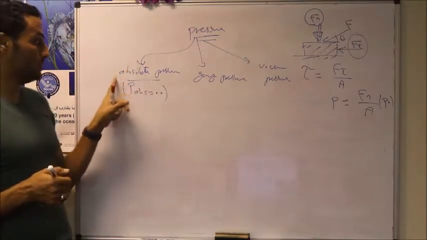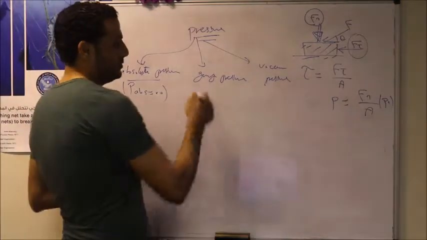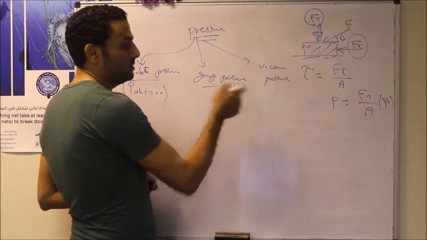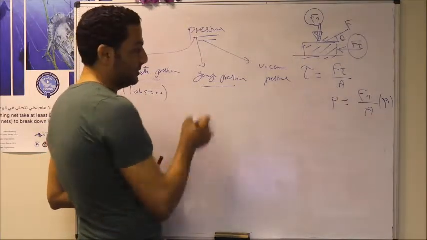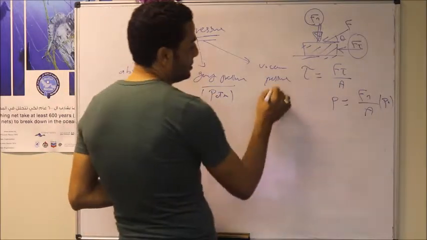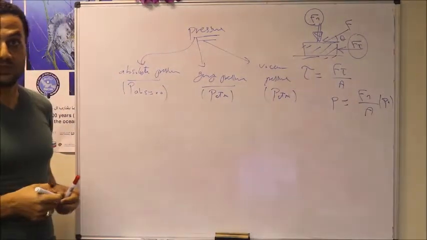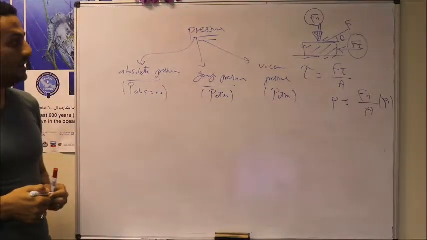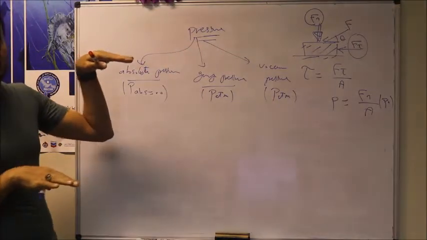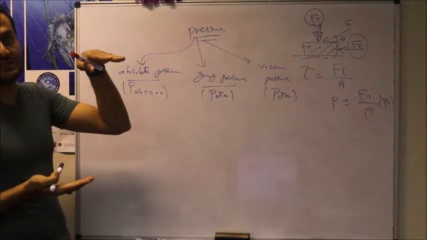So the absolute pressure scale measures the pressure with respect to the absolute vacuum, and we have two other scales, the gauge pressure and the vacuum pressure scales. They measure the pressure with respect to the atmospheric pressure. So the reference point for the gauge pressure is the atmospheric pressure, and also for the vacuum pressure the reference point for measuring the pressure is the atmospheric pressure. In the case of gauge pressure, when the absolute pressure is greater than atmospheric, we call the difference between the absolute pressure and the atmospheric pressure the gauge pressure.